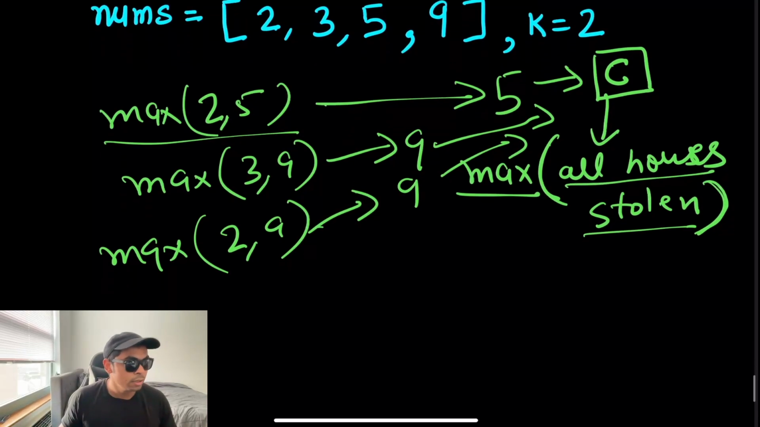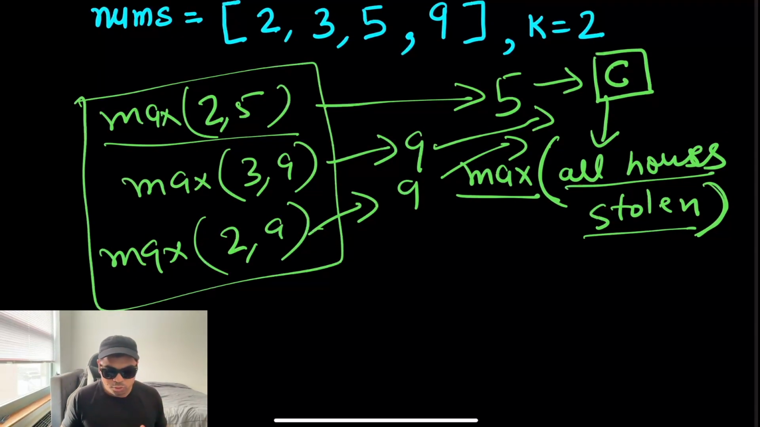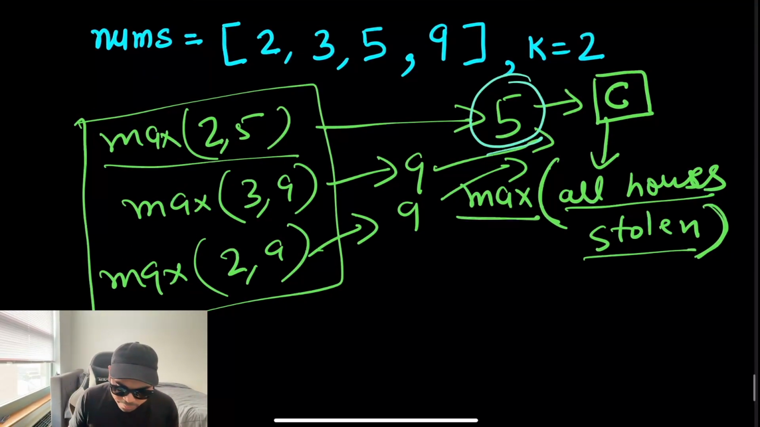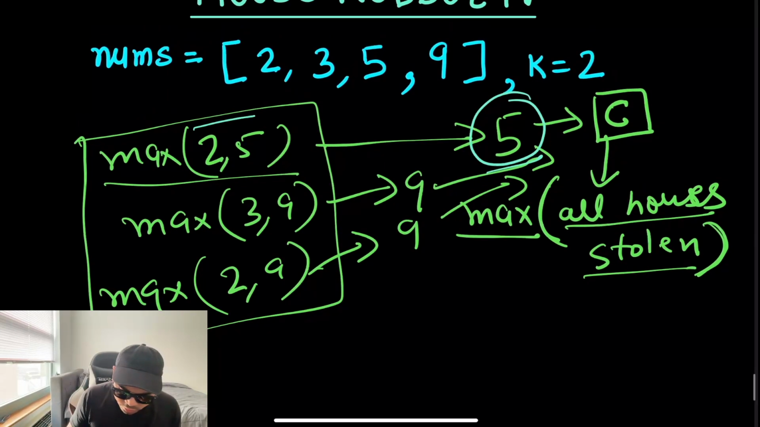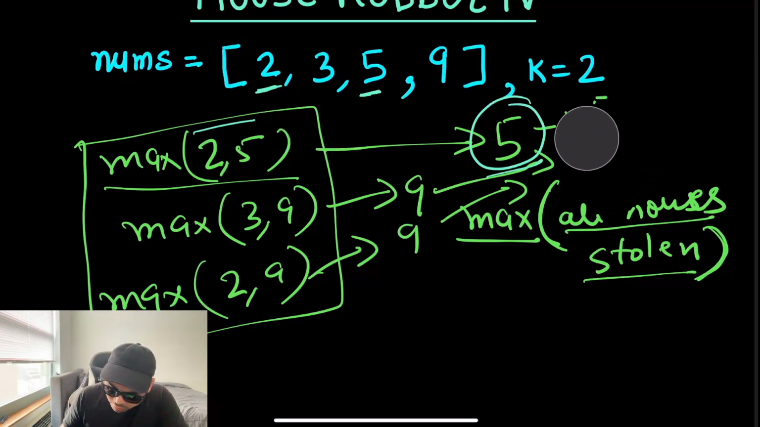So if you see over here, for these three pairs we could choose to steal from, the minimum capability out of 5, 9 and 9 is 5, and that will be our answer. And we got it by choosing to steal from the 0th house and the second house. All right, so let's do some stealing. How are we going to do it?